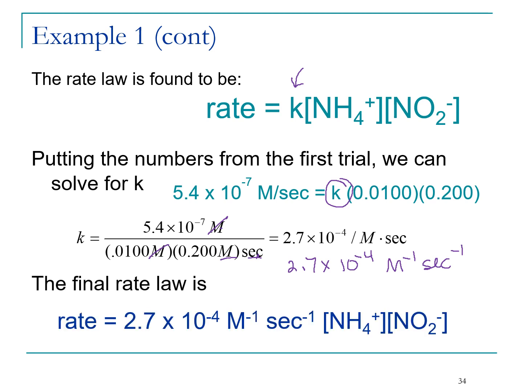So my overall rate law is rate equals 2.7 times 10 to the minus 4th per molar per second times NH4 plus to the first power times NO2 negative to the first power. And what's interesting is then we could actually predict the rate if we change the concentration. So if we want to run it at other concentrations, we can plug those into this equation and find out what the expected rate should be. This is the rate law.